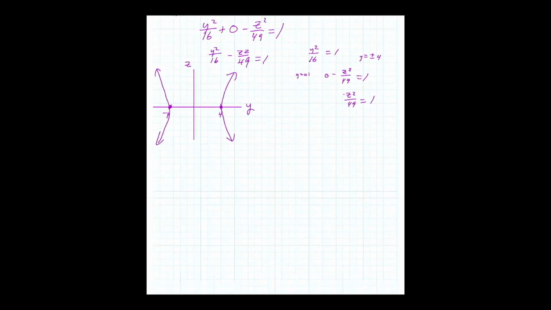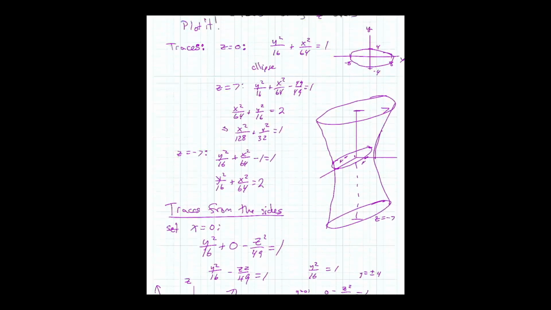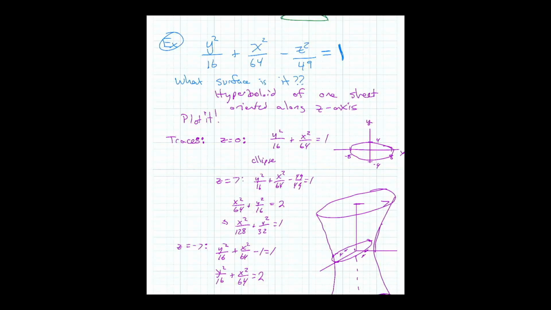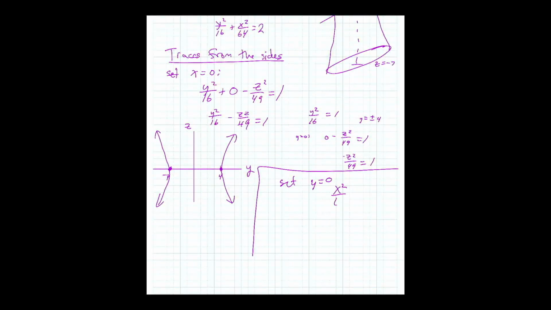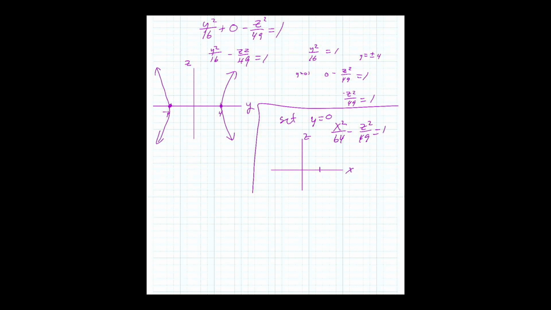And if you set the other variable equal to 0, if you set y equal to 0 in the original equation, you get x squared over 64 minus z squared over 49 equals 1. And that's still going to be the same kind of deal, where you put the z-axis there, x-axis there. And if you work that out, you're going to get also a hyperbola there.